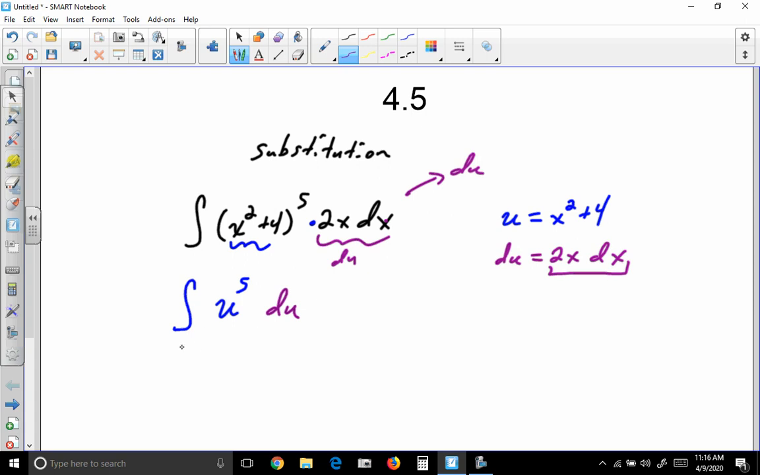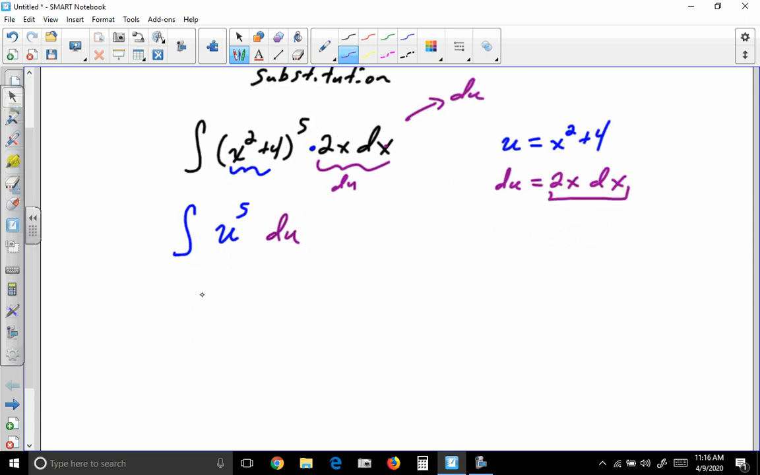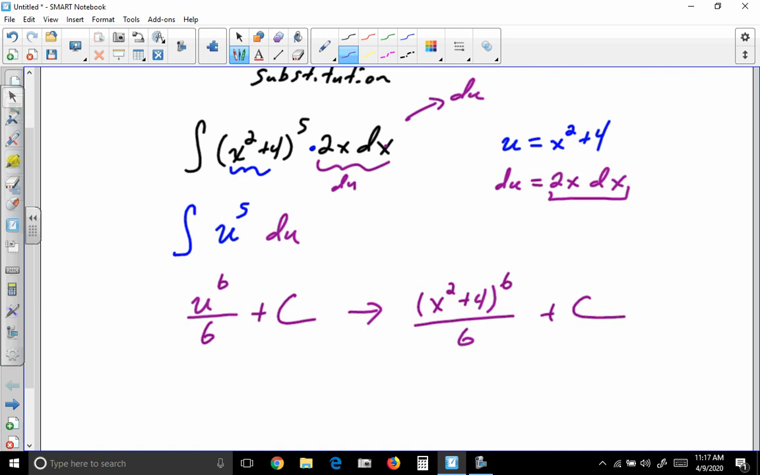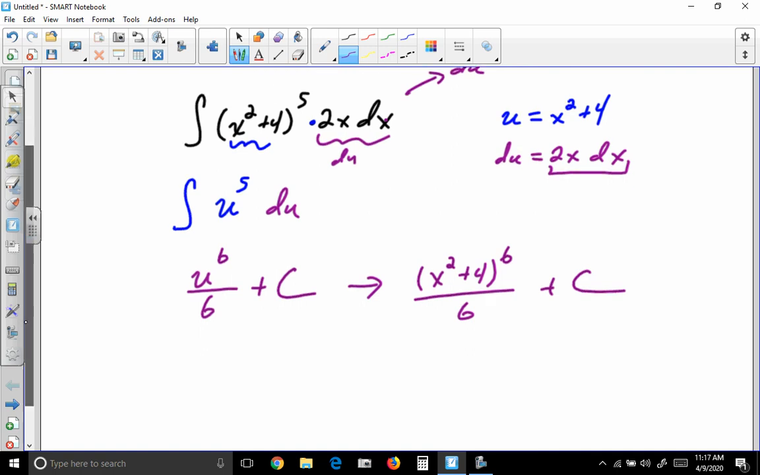Now we have a basic power rule. To get the antiderivative of this, it's u to the 1 larger power over that power, plus c. Our original variable is x, so we need to change it back to x. In place of u, we put x squared plus 4, and that's it. Of course, if we wanted to check that, we could take the derivative as a check.